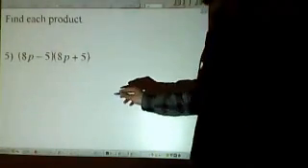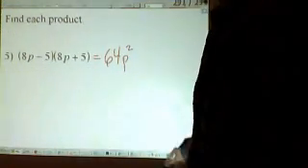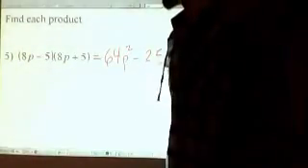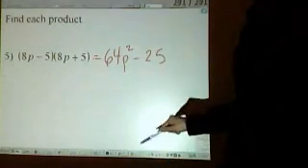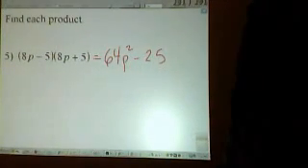This one should be kind of easy. You should see that you're going to just have 64p squared minus 25, right? This is called the difference of squares. When you have a minus and a plus and everything else is the same, right? We got 8p minus 5 and then 8p plus 5. The numbers are the same. The only difference is that minus and that plus. That means all you really have to do is square the first thing and then square the second thing.